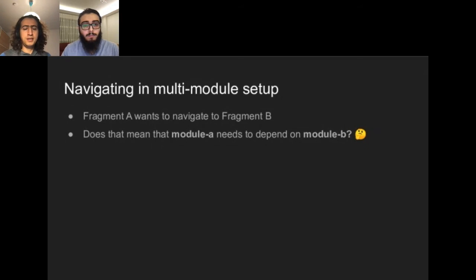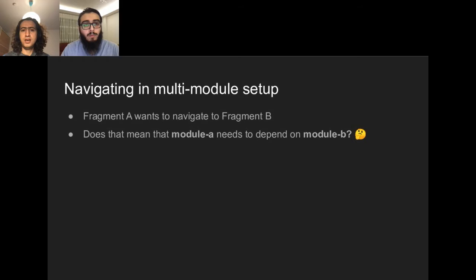So basically, in navigation, let's imagine we have fragment A. By the way, in this talk, we will assume you have single activity architecture with fragments. So that's what we had from the beginning. Imagine, but it applies in others too, you have fragment A, you want to navigate to B, and A is in module A and B is in module B.